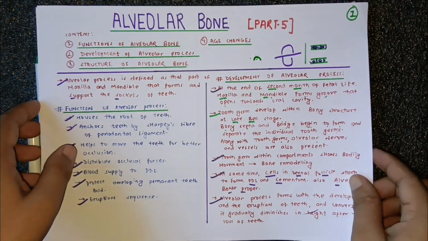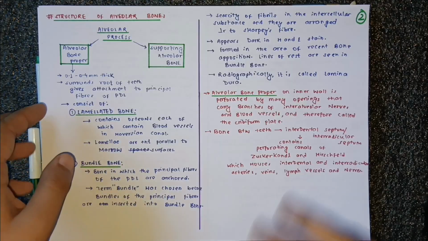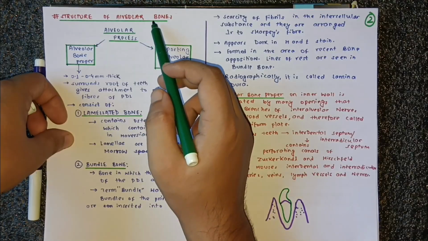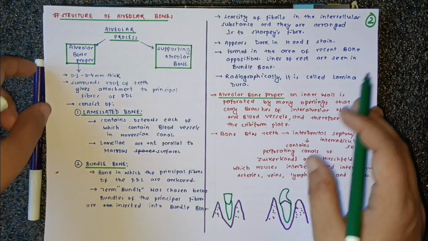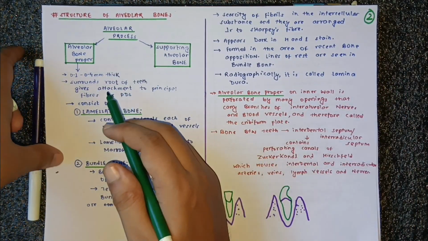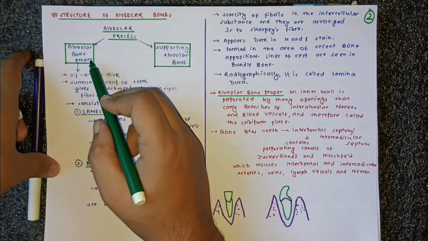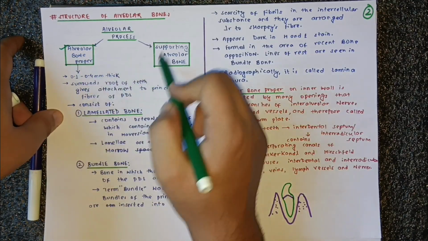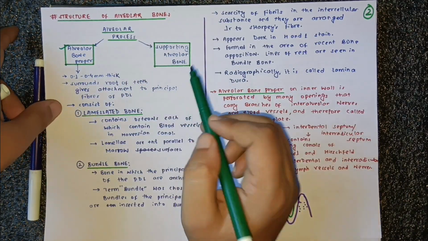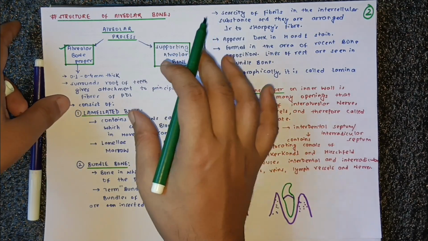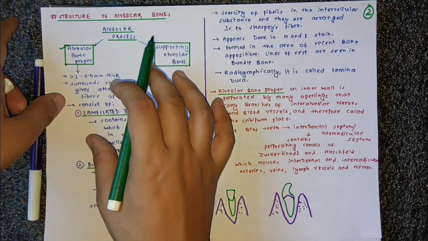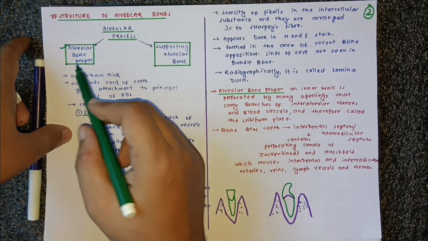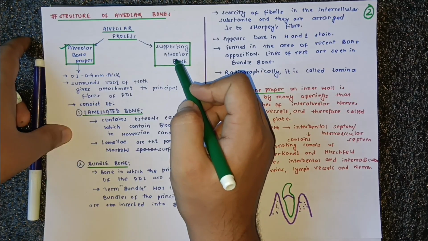So now we will move to our another topic, that is structure of the alveolar bone. In this topic, we will be discussing the structure of the alveolar bone, okay. There are two major parts of the alveolar bone. One is the alveolar bone proper, another is the supporting alveolar bone, and this is a very important topic of this chapter, okay. If they ask you in the exam about the alveolar bone, then they will ask this topic. So we will discuss the alveolar bone proper first, and after that we will discuss the supporting alveolar bone, okay.